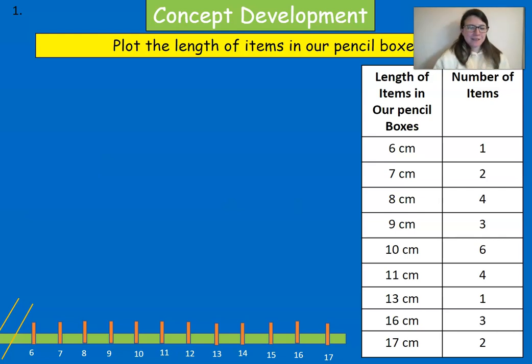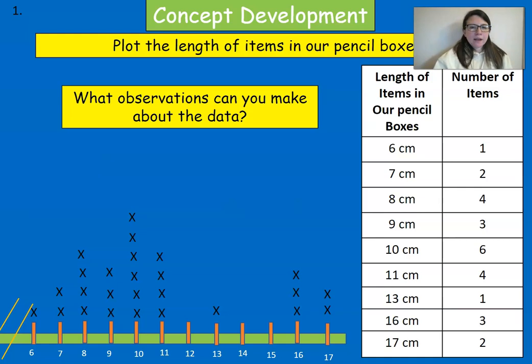Got it? All right, so we have one item that's 6 centimeters, 2 that are 7, 4 that are 8, 3 that are 9, 6 that are 10, 4 that are 11, nothing 12, 1 for 13, nothing 14, nothing 15, 3 for 16, and 2 for 17. Awesome. All right, what observations can you make about this data?